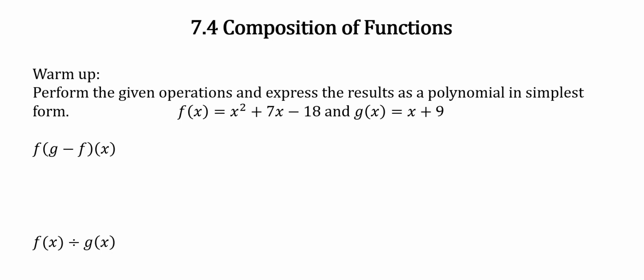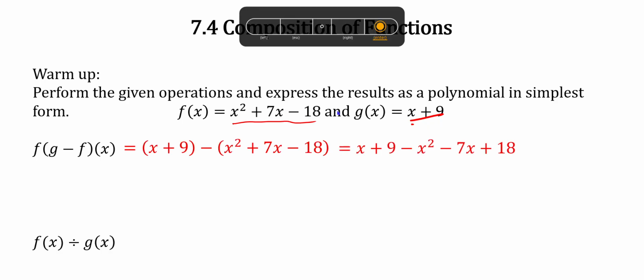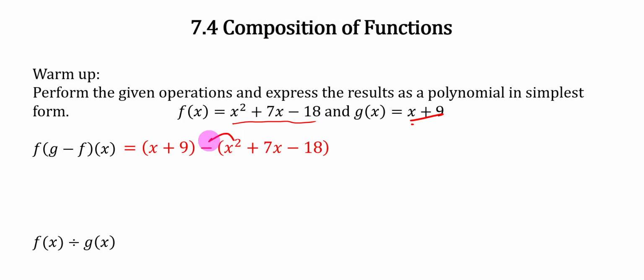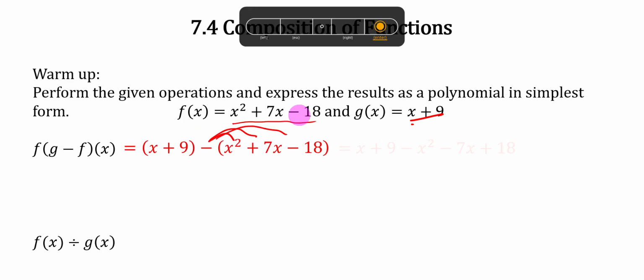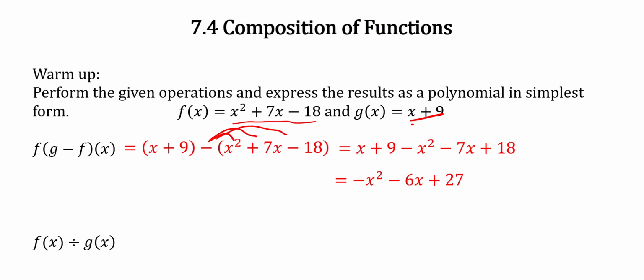Okay, g minus f, you're going to take g and subtract f. So you need to put them in parentheses and then distribute the negative through here. Combine all your like terms, and you should get negative x squared minus 6x plus 27.